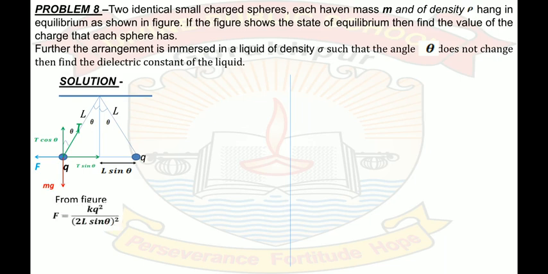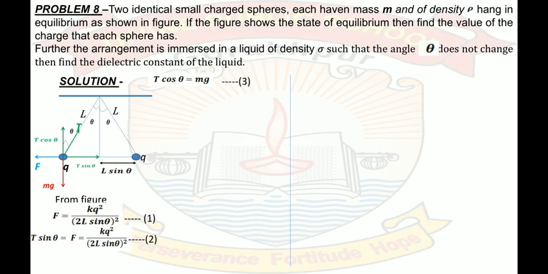From the figure, F is equal to K Q1 Q2, both are Q, that will become Q square upon (2L sine theta) whole square. Let this be equation number 1. T sine theta must be equal to F so that it remains in equilibrium. And F is equal to KQ square upon (2L sine theta) whole square. Let this be equation number 2. T cos theta must balance mg. T cos theta is equal to mg. Let this be equation number 3.